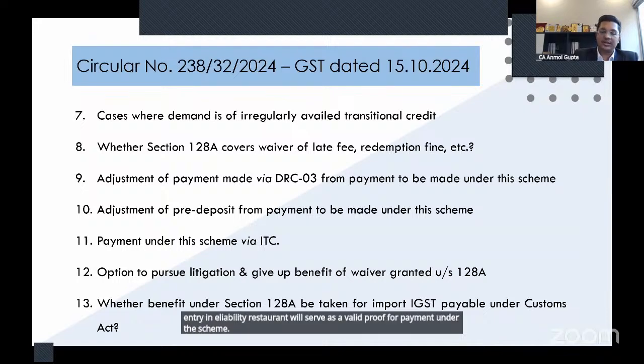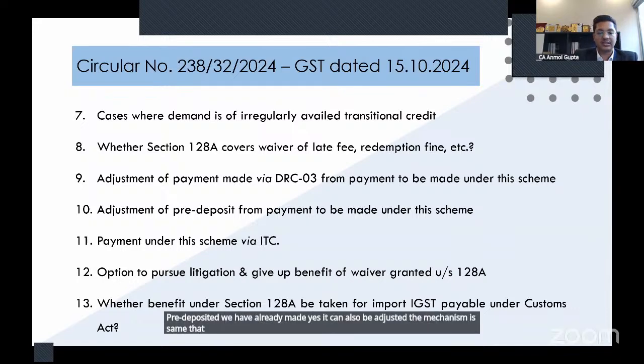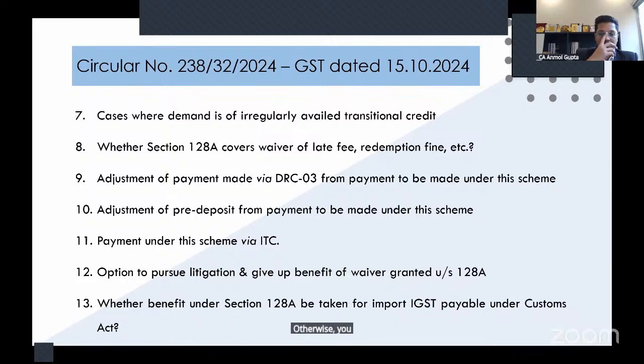Pre-deposit, if you have already made, yes, it can also be adjusted. The mechanism is the same: you need to file a DRC-03A if the pre-deposit was made via DRC-03. Payment under the scheme via ITC, definitely you can make, only if there is no demand on reverse charge mechanism. In those cases, you cannot make the payment under the scheme via ITC. Otherwise, you can make the payment under the scheme via ITC.